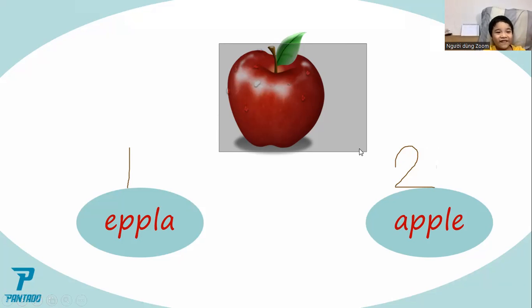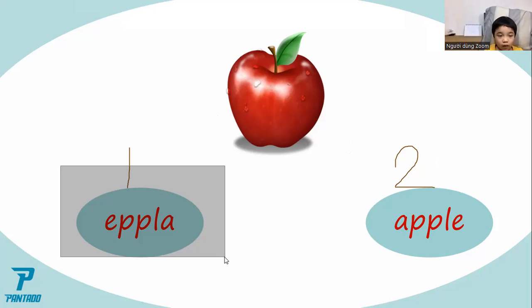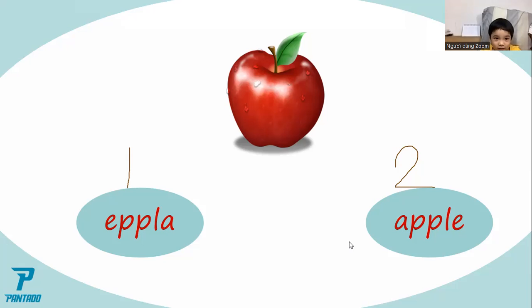Kindly look at this one. What is this? It is? Apple. Very good. You say it is an apple. You say it is? Apple. Very good. You say it's an apple. Hello, Seiko. Can you please say it again? It's an apple. No, it is apple. Very good. Okay, so what about this? What is the correct spelling? Is it E-P-P-L-A or A-P-P-L-E, apple? Is it number one or number two?